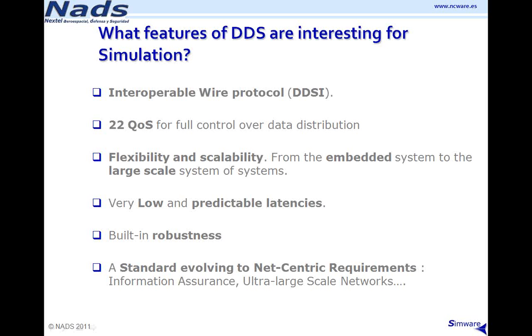Fifth, there are no weak points, no points of failure, no central hub. The net cannot fail as a whole. Finally, we have to note that the standard is evolving to cover not-so-good nets and information assurance requisites. Then, as a summary, we can use DDS for simulation. In fact, we at NATs have been using it for the past 7 years for simulation with great success.